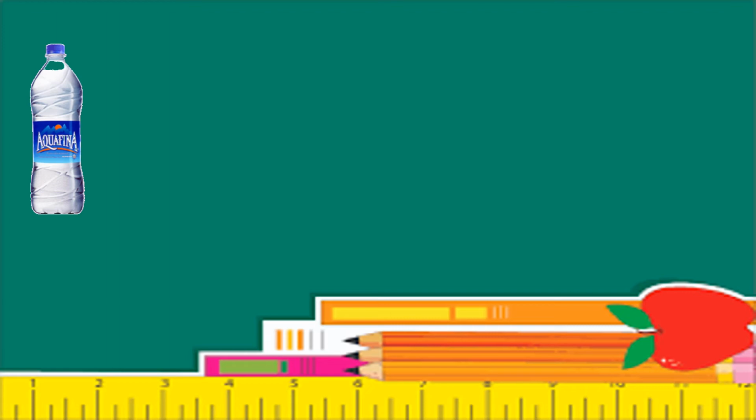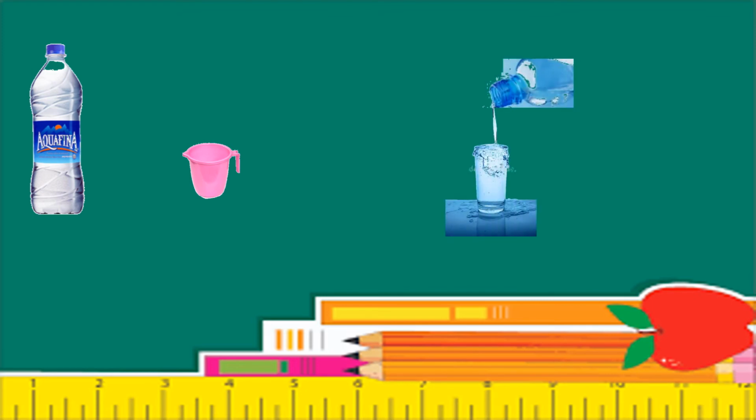Now, let us learn about capacity. I have a bottle filled with water and an empty jar or a mug. When we pour the water into the glass, the water will overflow and fall out of the glass. Hence, we can say the capacity of the bottle is more than that of a glass. Yes, that is, the bottle can hold more water than the glass. And the amount of water a container can hold is called its capacity.